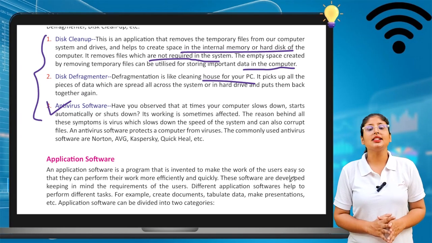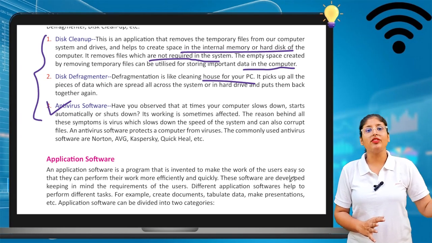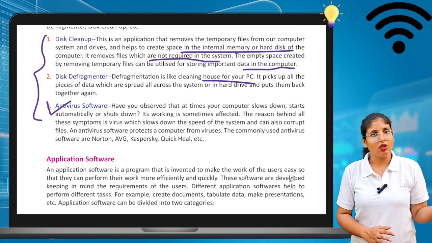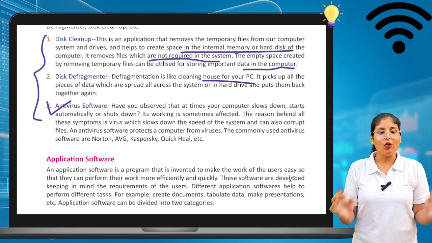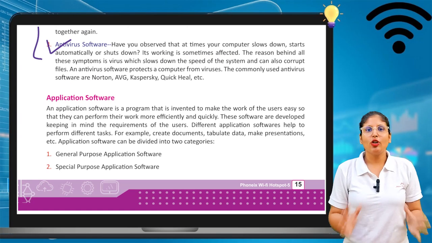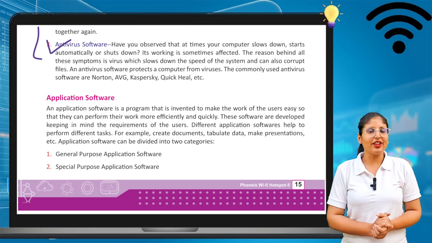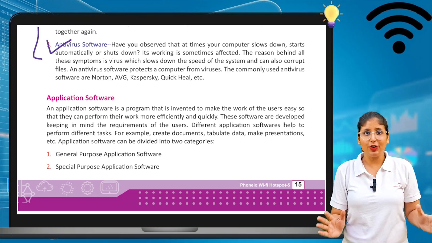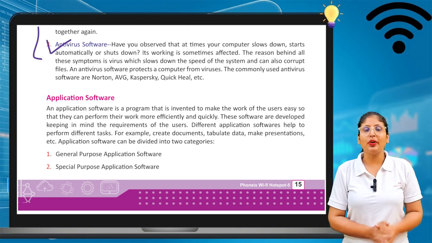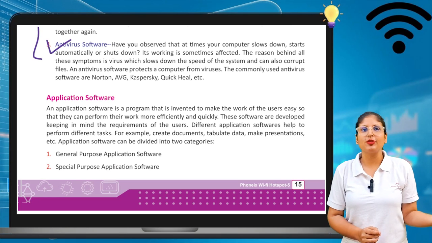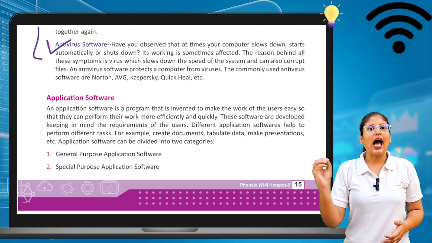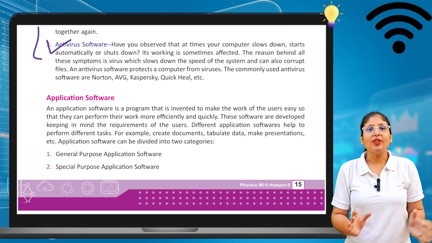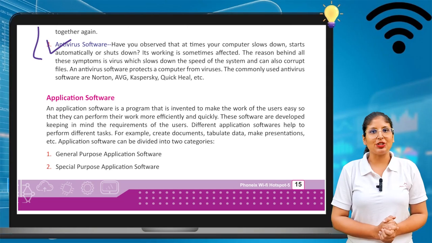So these are some system software, in which we read about the operating system, language processor and utility software. I am hoping this much is clear to you. My dear learners, system software is clear to you, I hope. In system software, we discuss what is an operating system, a language processor, and utility software. Now we have to move on to application software. Let's see what application software is.